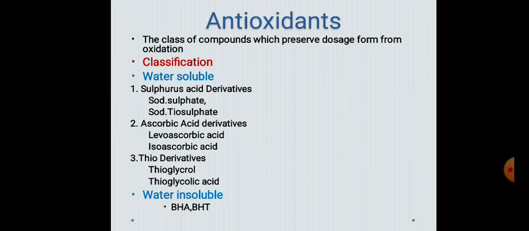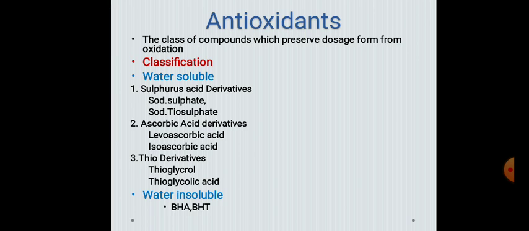Next, antioxidants. Our emulsion contains oil and water, so oxidation is also a degradation pathway of emulsion. The class of compounds which prevent or preserve the dosage form from oxidation are known as antioxidants. Now antioxidants are of 2 types: either water soluble or water insoluble.